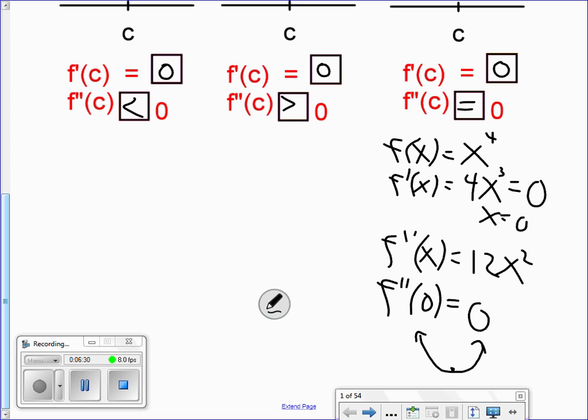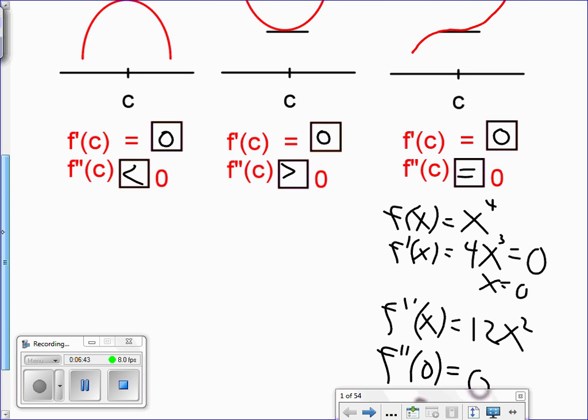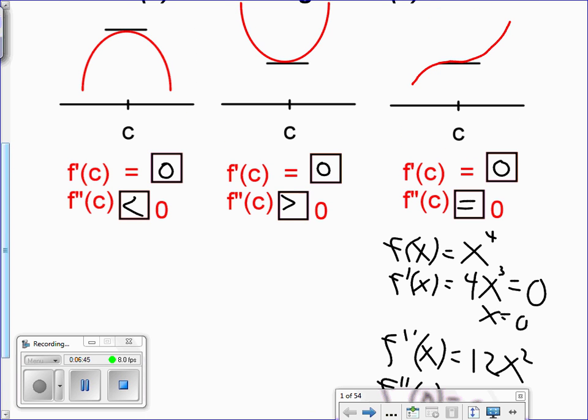No, you don't know that. You'd have to check that it's really changing sign. But it really is a great little technique, and we're going to do a few examples of those.